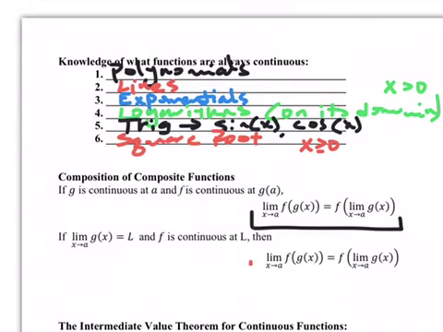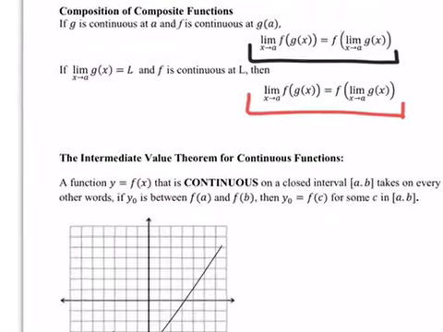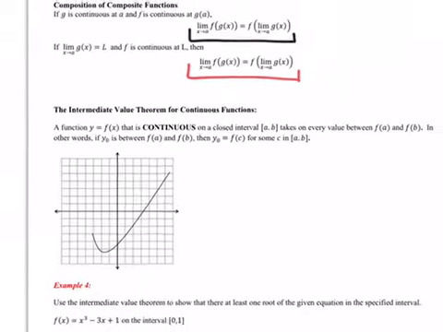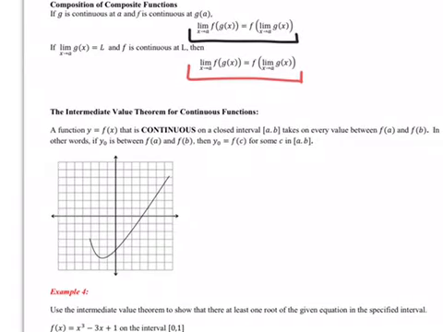So now we want to get into one of our big three. It's called the intermediate value theorem for continuous functions. It's a very important theorem. It's one of the big three, as I mentioned earlier. And we're going to talk about that here right now.